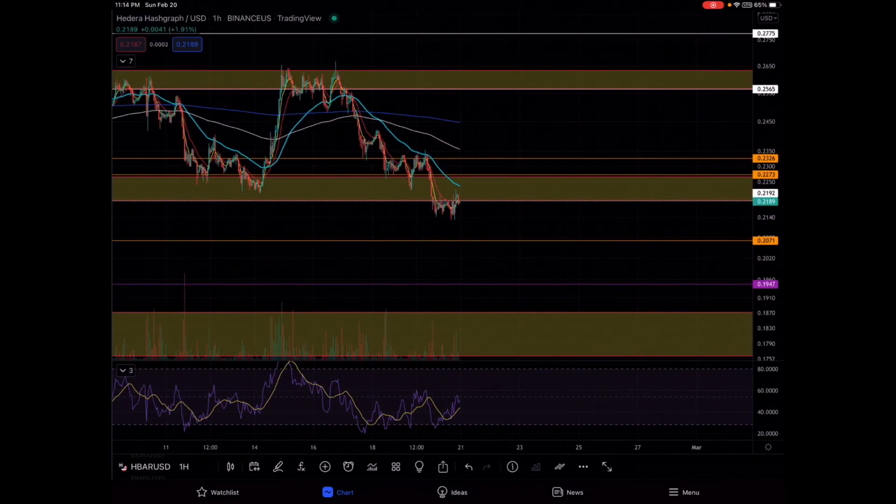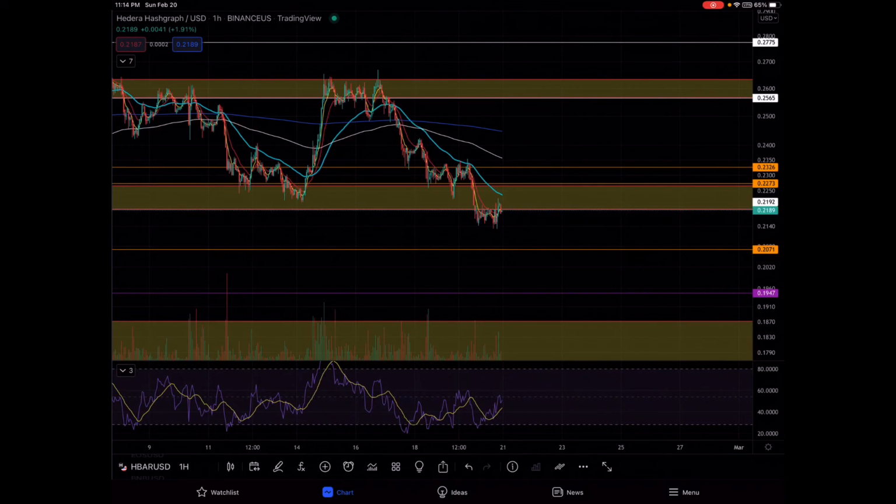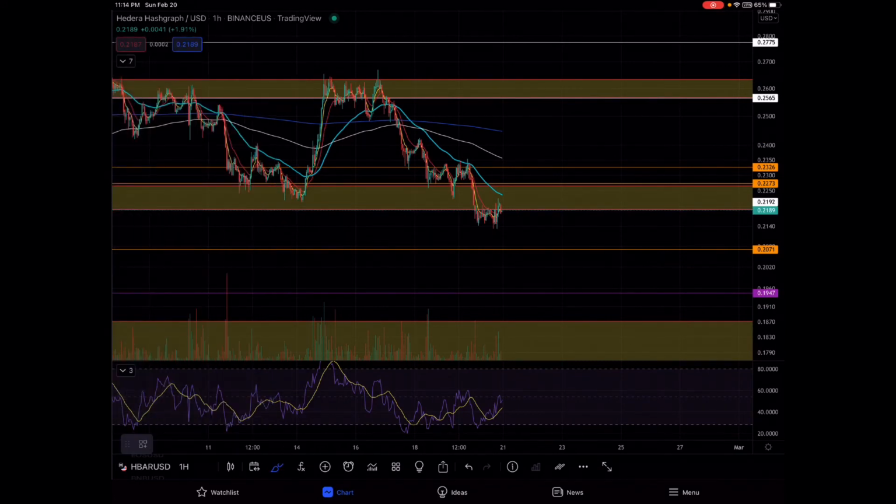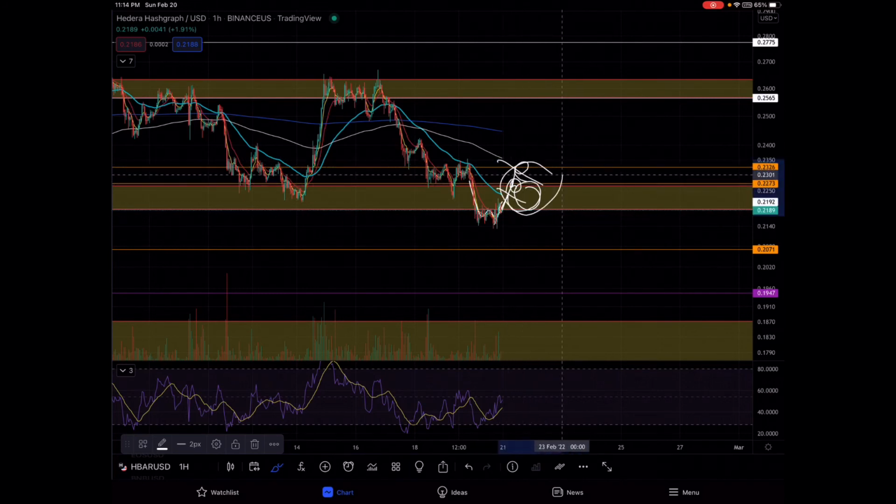So, man, look at it. All right. So now we are coming into this W. It's going to be short-lived, I think, because we're coming into this zone, this swing failure zone of resistance. We got to break that 50. We got to break this daily. We got to break this daily, and we got to break the 200. And that's going to require a lot of oomph.